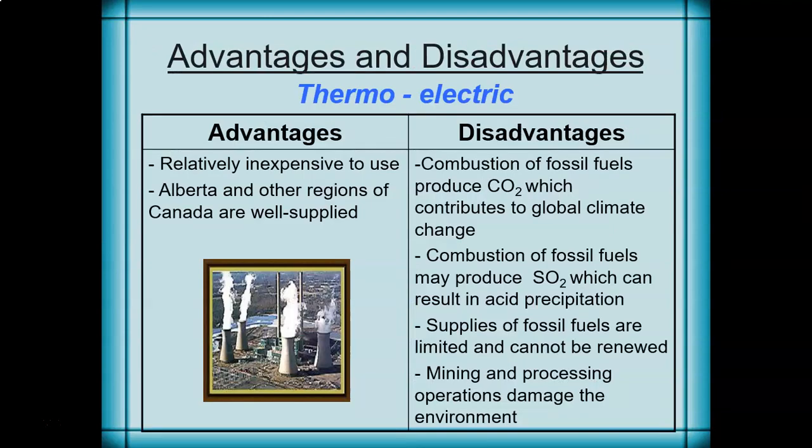Now, it is very inexpensive to use, and Alberta, as well as other regions of Canada, are very well supplied in this, but you do have to worry about the carbon dioxide for global climate change, the sulfur dioxide for acid precipitation. But honestly, again, the one that I find most convincing is that they are in limited supplies. This is a limited resource. And we use so much of these fossil fuels for the plastics industry.